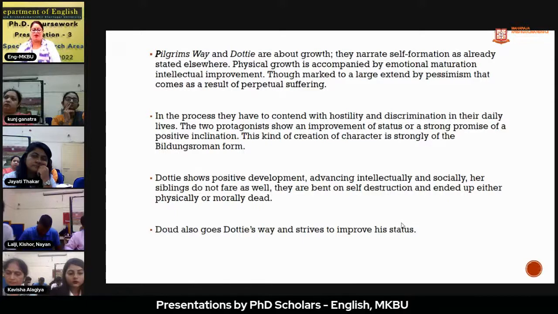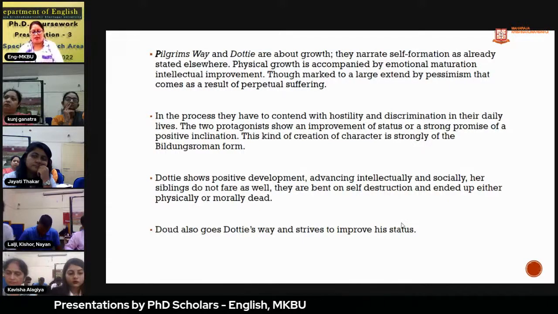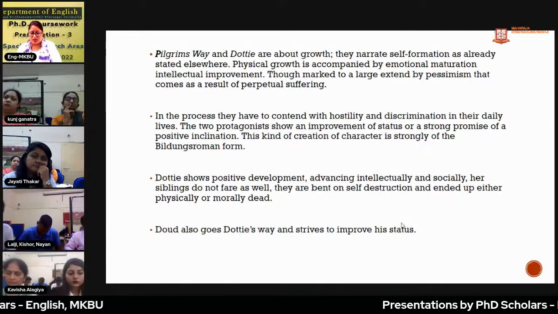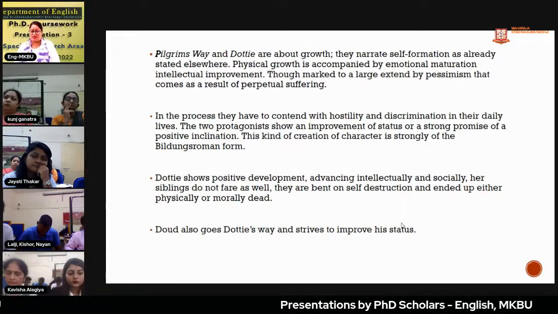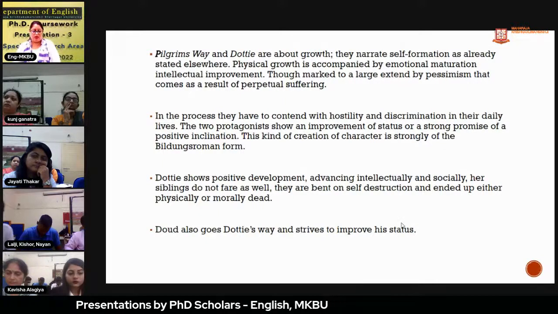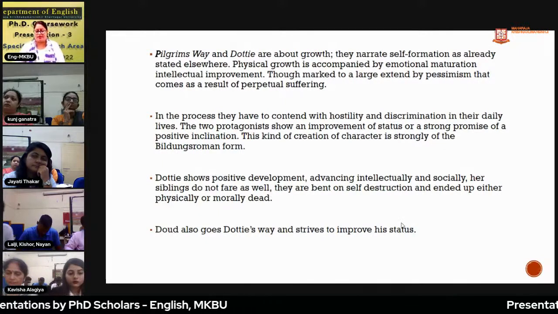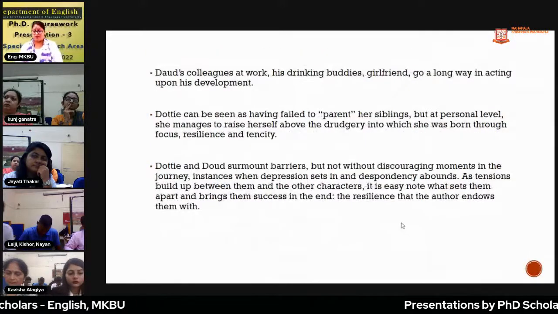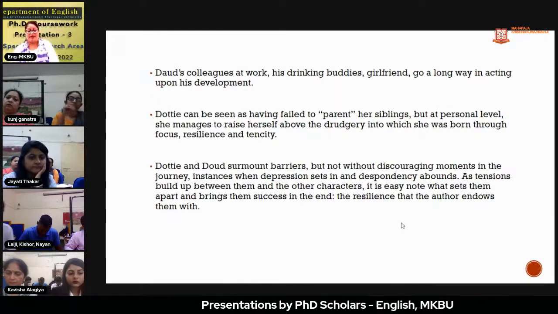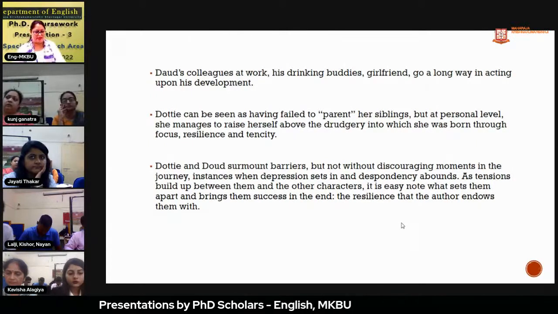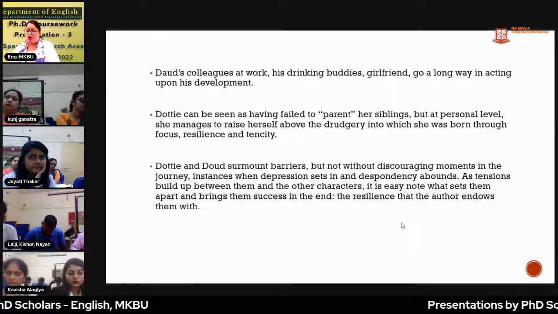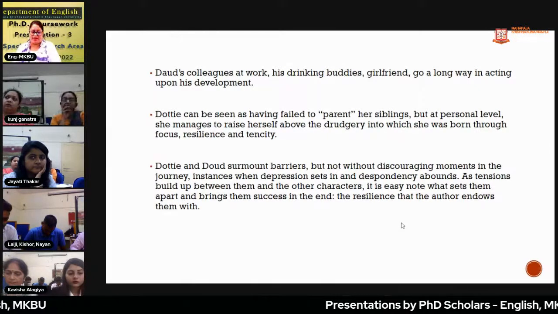Dati shows positive development, advancing intellectually and socially. Her siblings do not fare as well. They are bent on self-destruction and end up either physically or morally dead. Daud also goes Dati's way and strives to improve his status. His colleagues at work, his drinking buddies, and his girlfriend, who is white, Catherine, a nurse also working with him, go a long way in acting upon his development.